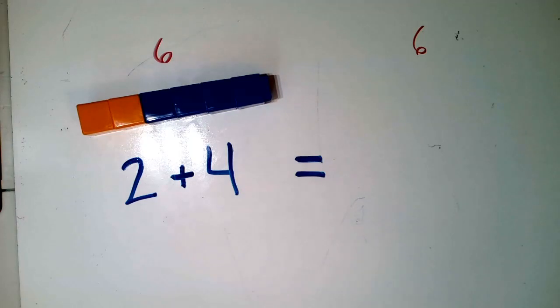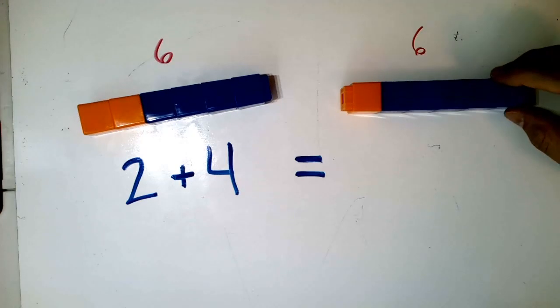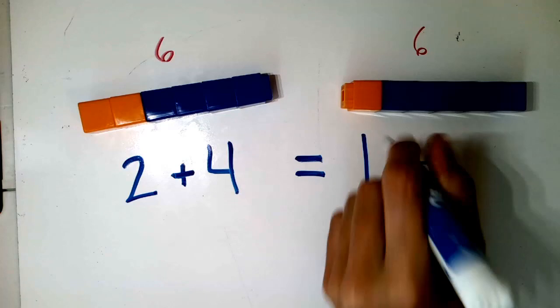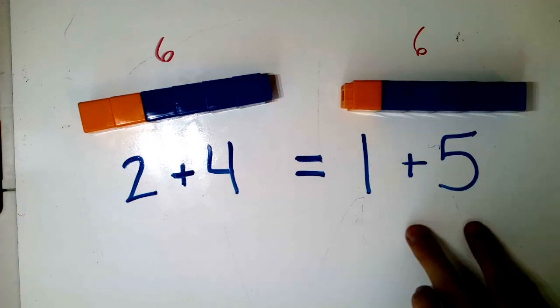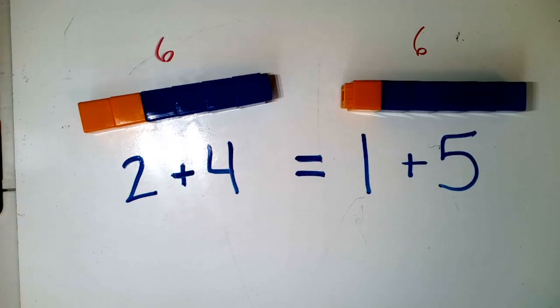Ooh, what did you come up with? There are a couple ways you could have done it. What do you think about this? Could have had 1 orange and 5 blue. 1 and 5, or 5 and 1. When we do expressions, we can still flip-flop. It will be the same. 1 and 5 make 6.